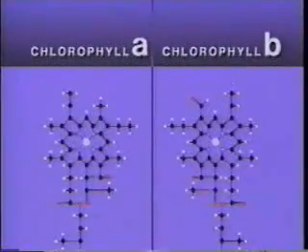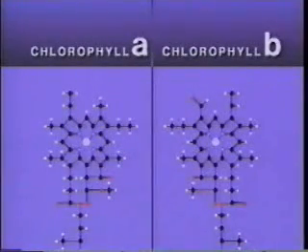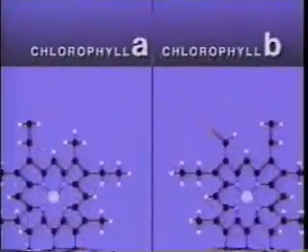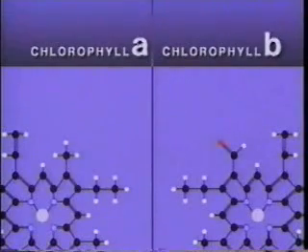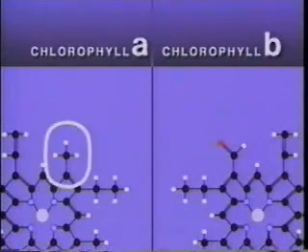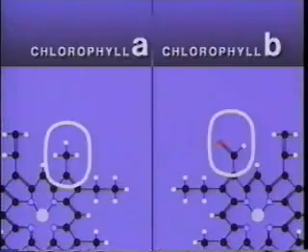In fact, two different forms of chlorophyll play an important role in photosynthesis, with chlorophyll A being the more important of the two. The only structural difference between them is that this CH3 group in chlorophyll A is replaced by CHO in chlorophyll B. These two green chlorophyll pigments are not the only pigments found in plants.